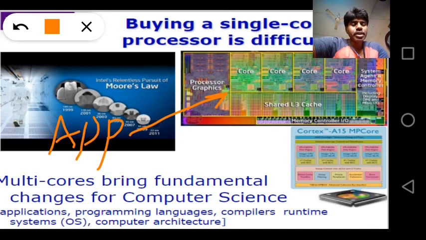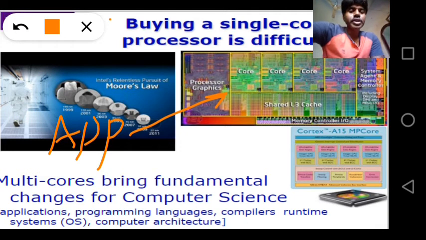Then I have the compiler. The compiler is also designed to compile the programs developed to execute on these multi-cores. And the runtime OS, the runtime operating system, is a very critical and important one when it comes to multi-cores.